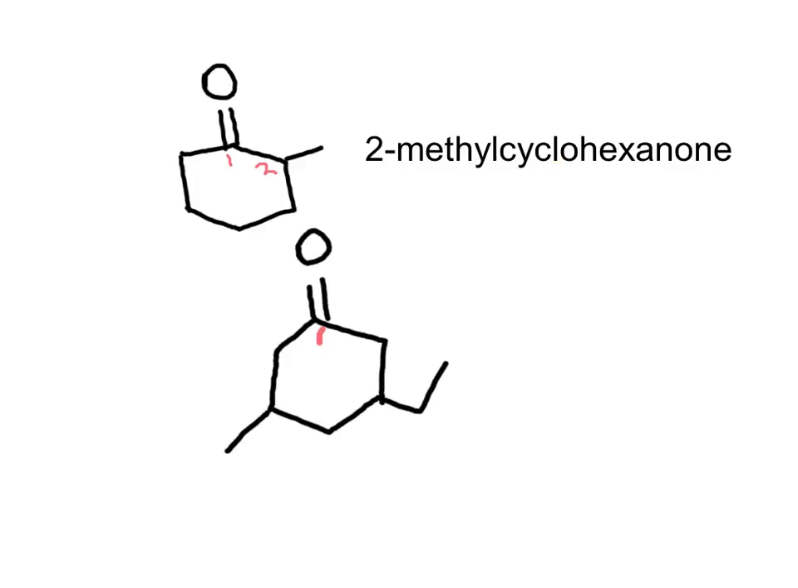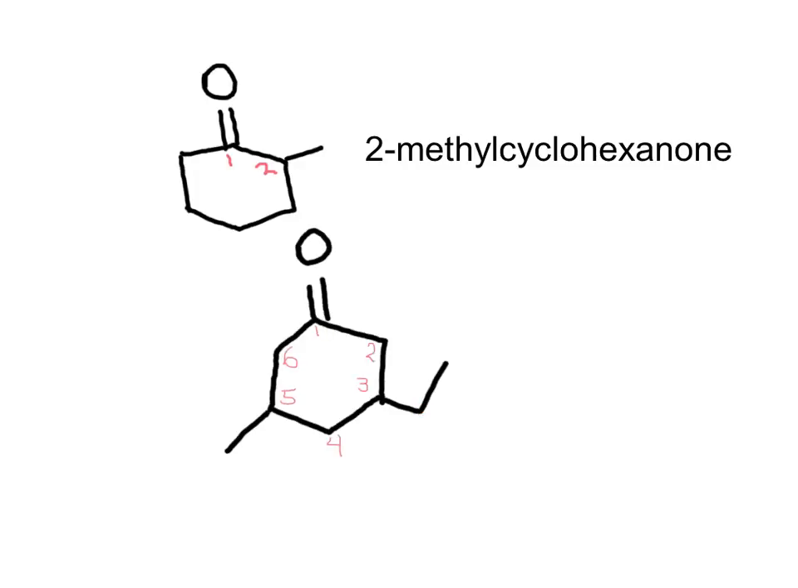This cyclohexanone has two substituents. We understand that this is carbon number 1, and we need to make a decision of which one will be carbon number 2. If I go in this direction, I find an ethyl group, and if I go in this direction, I will have a methyl group. I will need to go in the direction that gives the smaller number to the ethyl because ethyl comes first in alphabetical order.